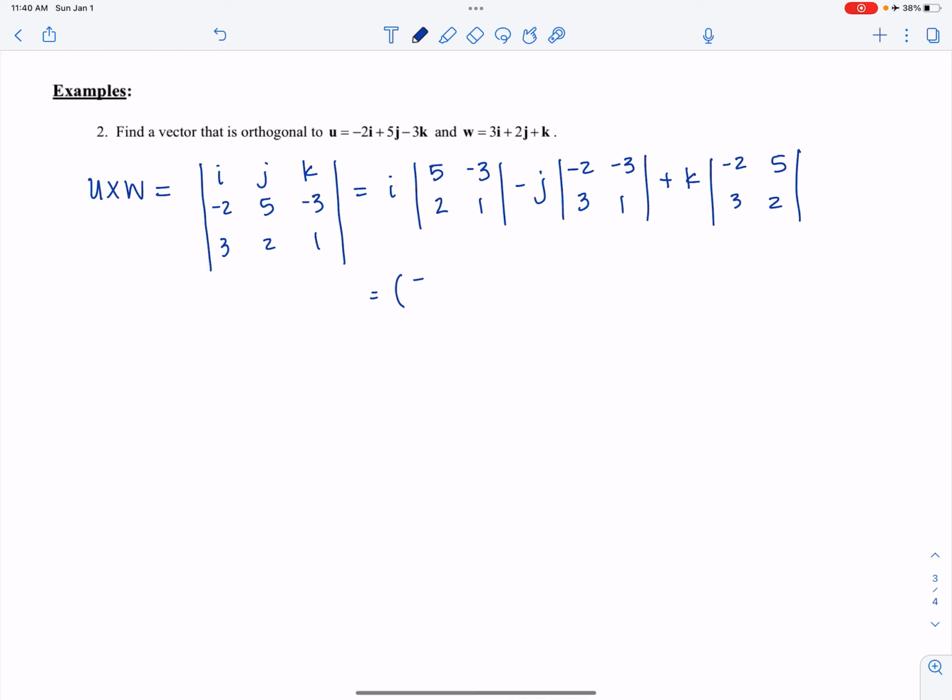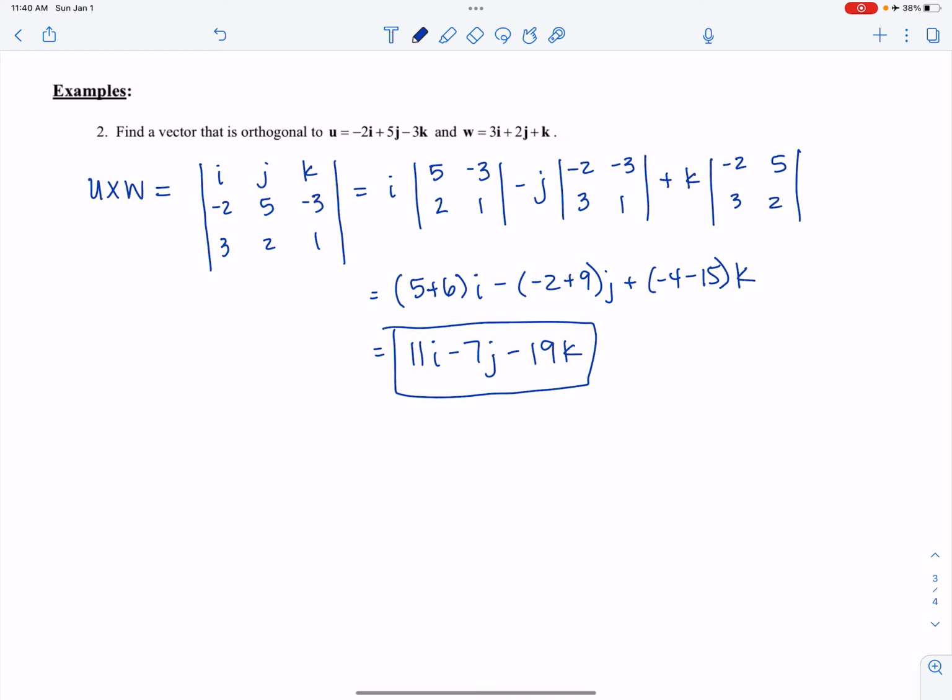So we should get 5 plus 6i, negative 2 plus 9j, negative 4 minus 15k. This will give us 11i minus 7j minus 19k. And this vector is orthogonal to u and w.